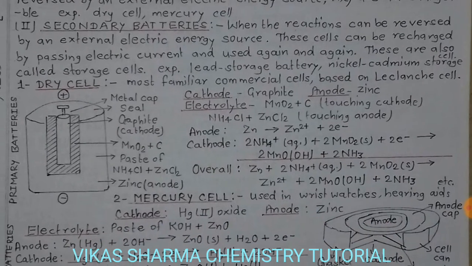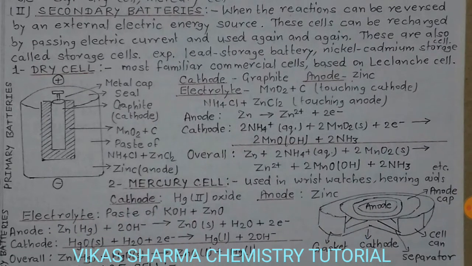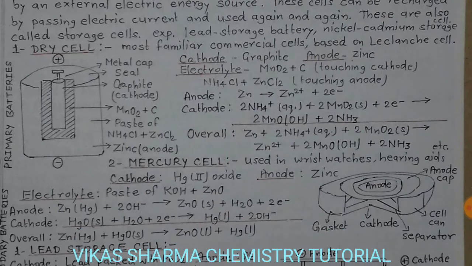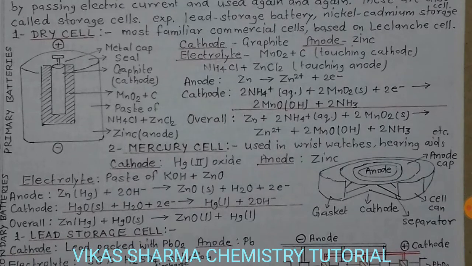Secondary batteries are the second type of batteries, where the reactions can be reversed by an external electrical energy source. These cells can be recharged by passing electric current and used again and again. They are also called storage cells. Examples: the lead storage battery used in your inverter for domestic use, and the nickel cadmium storage cell used in a camera.